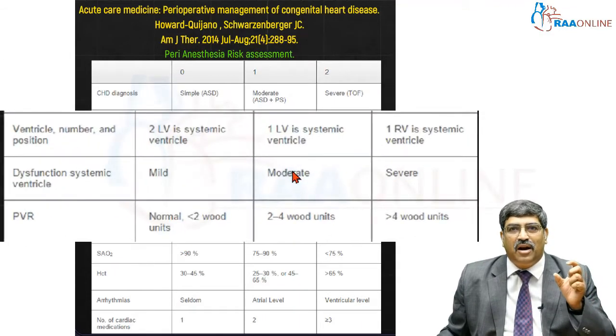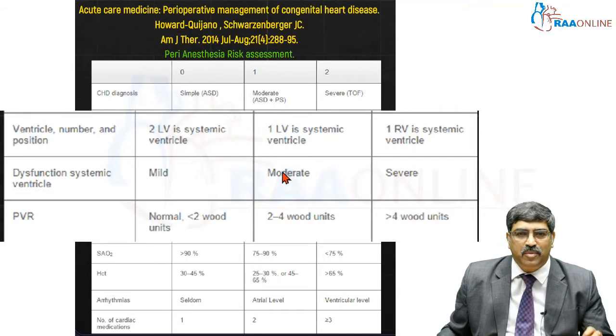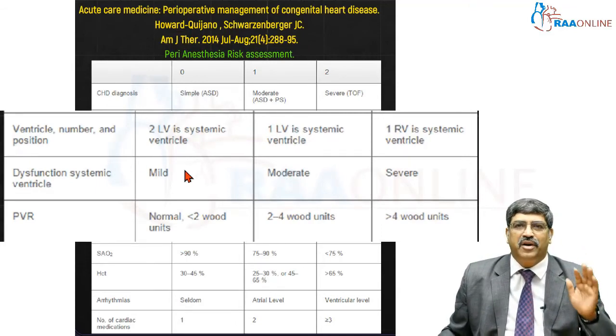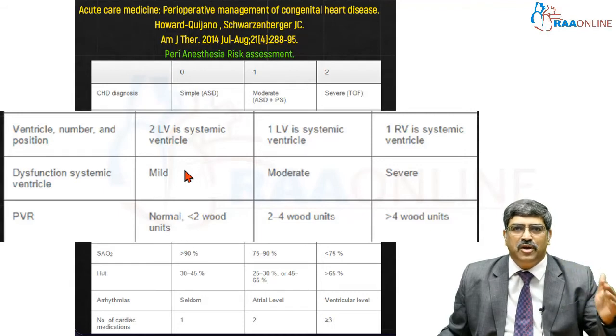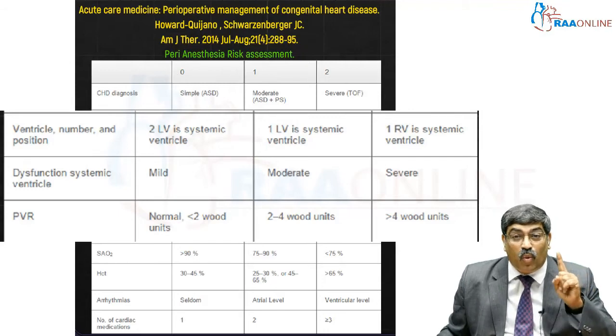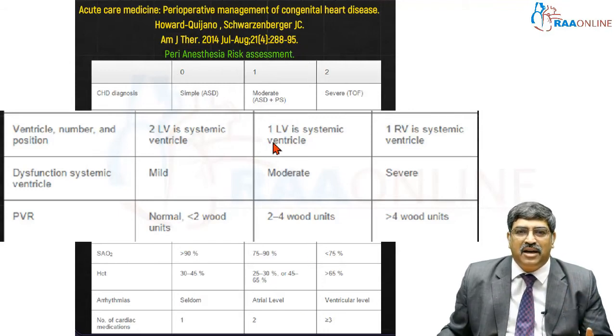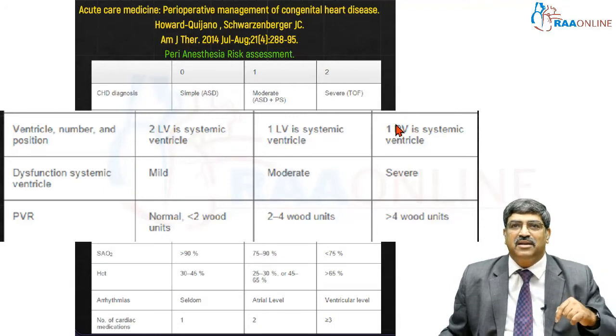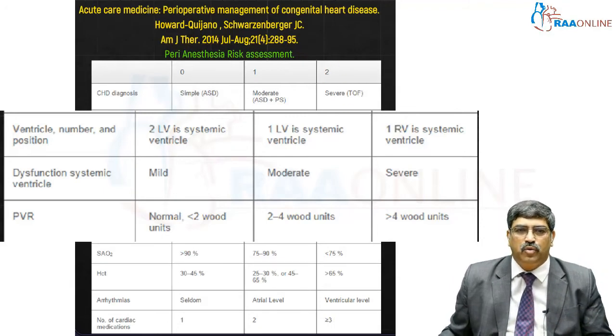Coming to the number of ventricles as well as the position. There are 2 ventricles and the left ventricle is the systemic ventricle, which is the usual circulation, it is 0 points. When there is only 1 ventricle, but the left ventricle is the systemic ventricle, that is 1 point. When there is 1 ventricle, but the right ventricle is the systemic ventricle, you have 2 points.